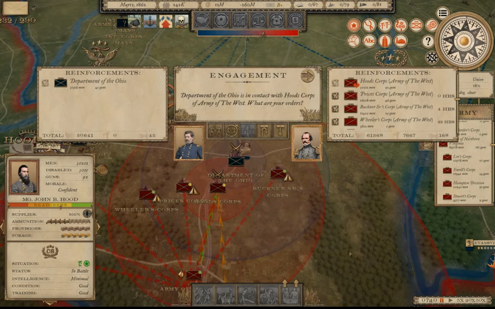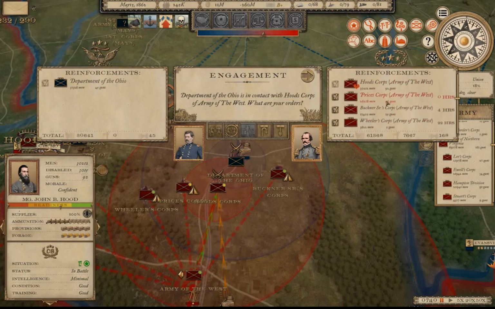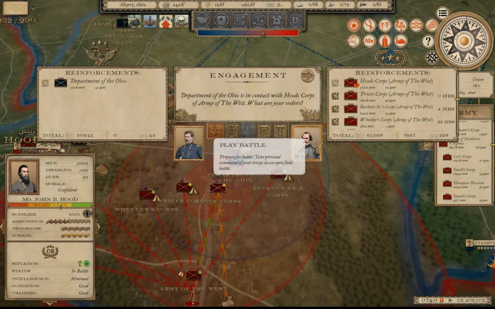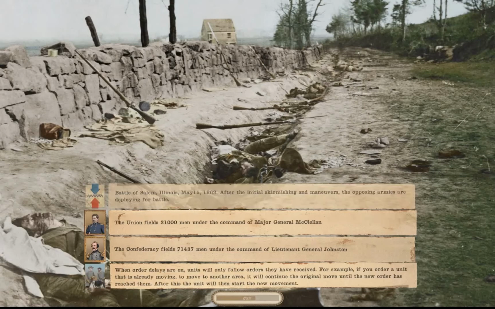And he has engaged. So Hood has engaged. And it is George McClellan again, with 31,000 men now under the Department of Ohio. But he is left alone again and faces twice his number, as Albert Sidney Johnston is able to combine all his forces. Hood, Price, and Buckner will all be on McClellan's army in the same day. Now, Wheeler's cavalry corps is off into the distance, a day's march away. Looks like we will have our next battle here around Salem, Illinois. McClellan's been given orders to stall the Confederate advance into Illinois to allow time for the other Union corps to converge.